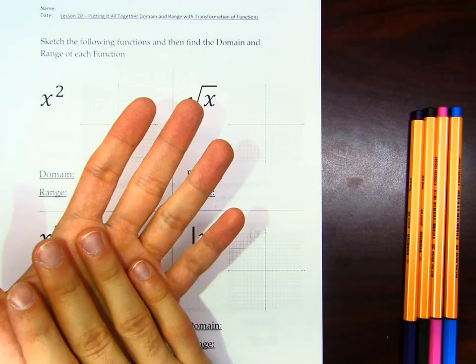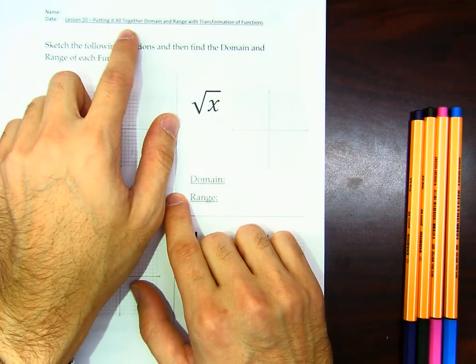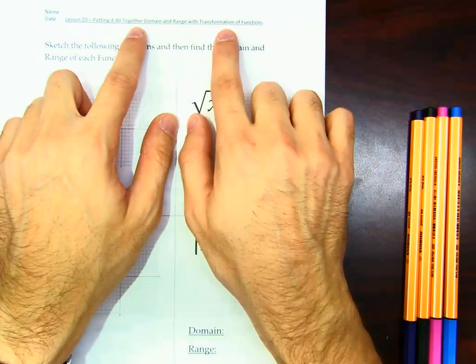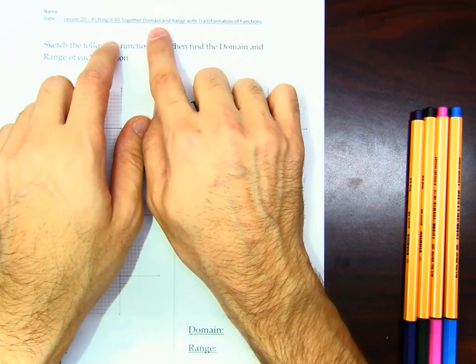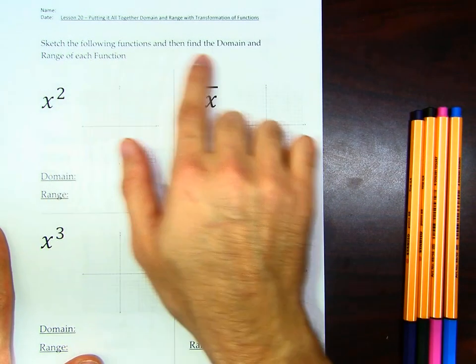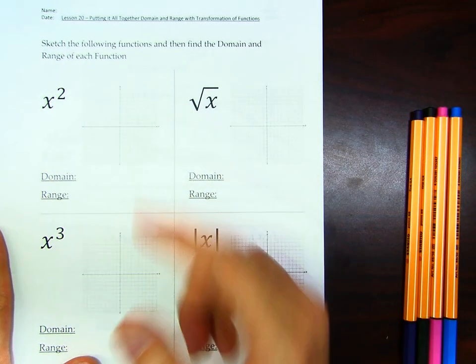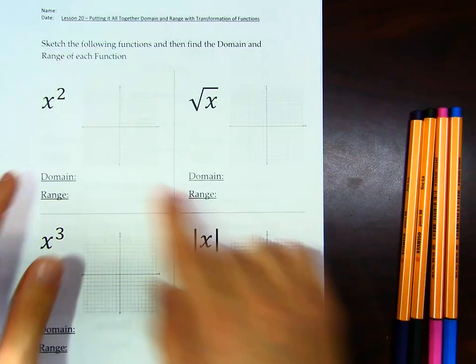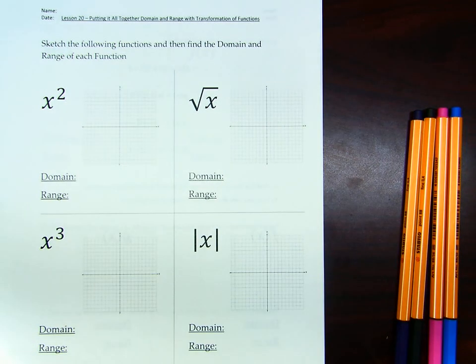So, lesson number 20, putting it all together. We're going to take the idea of transformations with domain and range. For the first one, let's just sketch the following functions and then find the domain and range for them. Take your time and sketch these functions. And what do they look like?